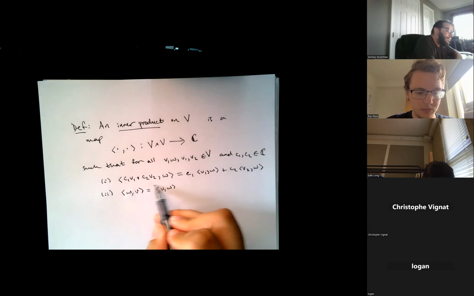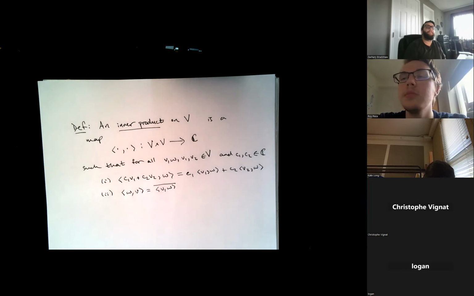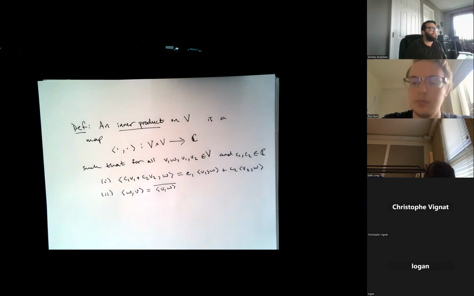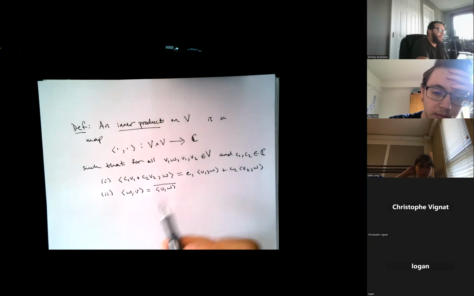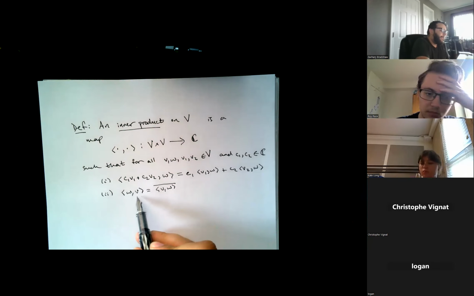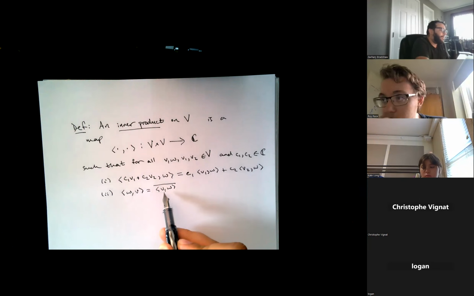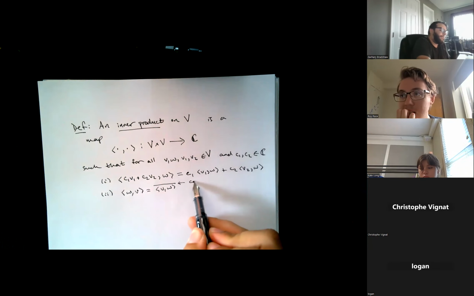the other component will be, I forget the name for this. It's not skew, it's conjugate symmetric. Sorry, conjugate linear, I mean. Okay, whatever it's called, we require this property here. So if we take the inner product but in the opposite order, then we pick up a complex conjugate. So this symbol is the complex conjugate.